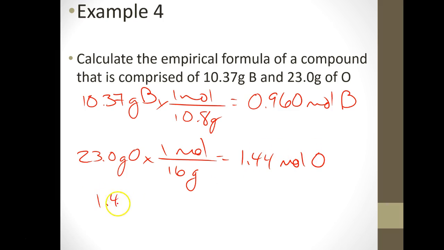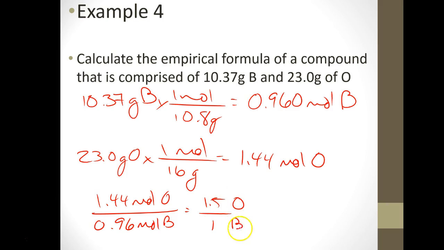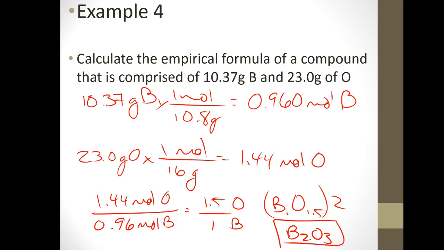So take the bigger number, divide by the smaller number, and you get a ratio of 1.5 to 1. Oxygen to boron, so B1O1.5, double it, B2O3. Still a ratio of 1.5 to 1, but it's got whole numbers now.